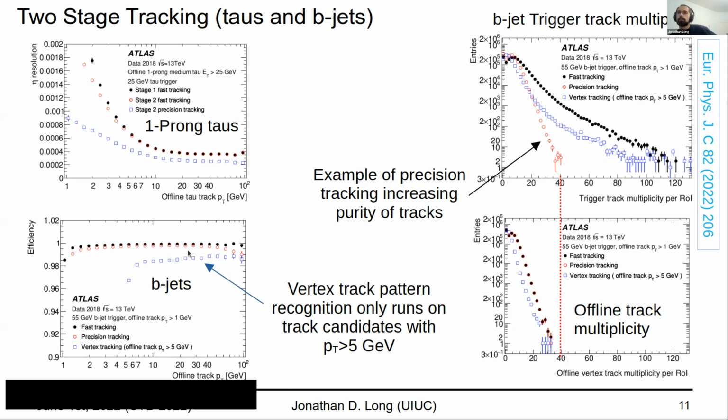On the right, instead, I'm showing you the track multiplicity in b-jet triggers. So it's sort of looking at the purity of the tracks. In the top right, you have in black the fast tracking with a very long tail. And in red, this is after you run precision tracking, you see that it greatly reduces the tail, so it's increasing the purity of the tracks like we want it to. And compared to offline track multiplicity in the bottom, you can see that it's much closer. So it's getting quite close to the purity in the offline tracks.